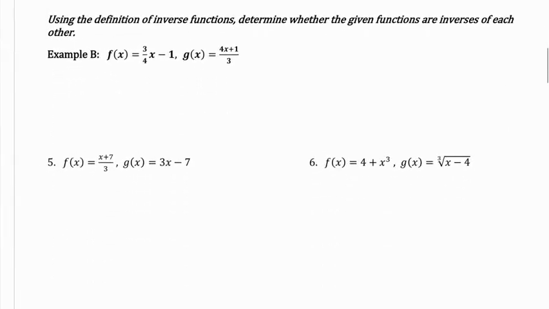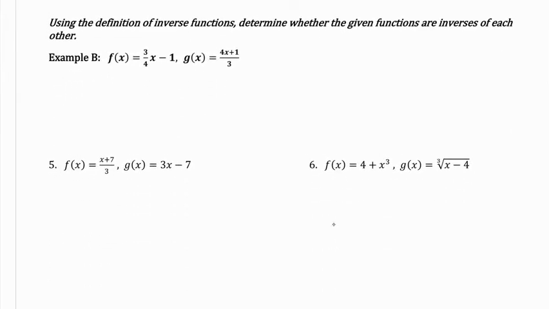Okay, next type here is now we're given 2 functions. We've got an f of x and then also a g of x, and we want to know, are those 2 functions inverses of each other? So you've got 2 different ways you can go about figuring this out. Method number 1 is I'm going to just take one of the functions and find the inverse of it and see if it matches. So I'm going to go with the 3/4 x minus 1.